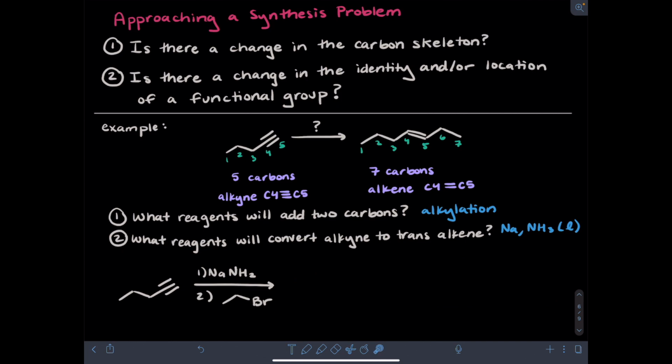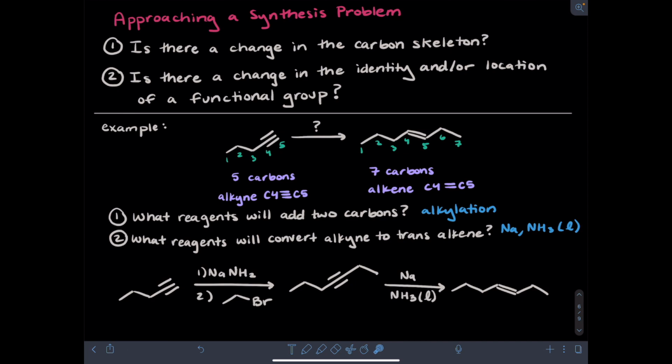For the alkylation step, I would treat the terminal alkyne first with a strong base, sodium amide, and second with an alkyl halide with the number of carbons that I want to add. Since I want to add 2 carbons, I would use a 2-carbon alkyl halide. This step would generate a 7-carbon molecule. The alkyne is still present between carbons 4 and 5. And now, looking back to my final product, I need to convert that alkyne into a trans alkene. I would do this by treating the alkyne with sodium in liquid ammonia.